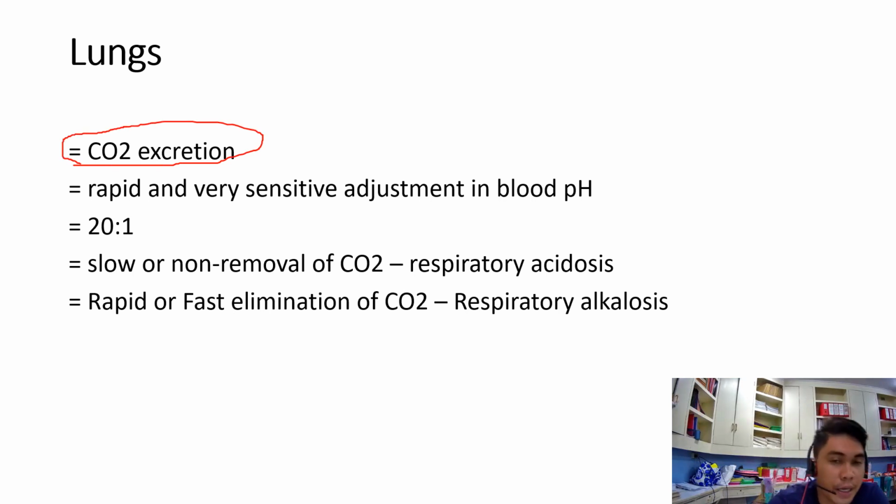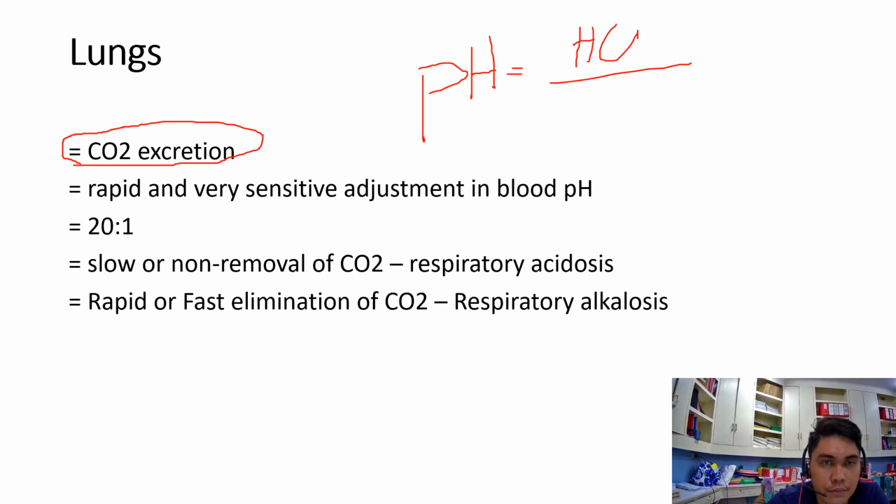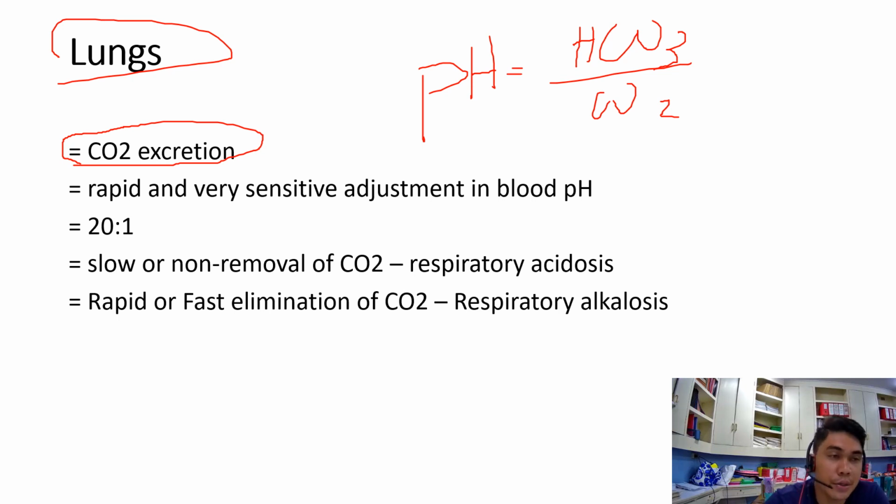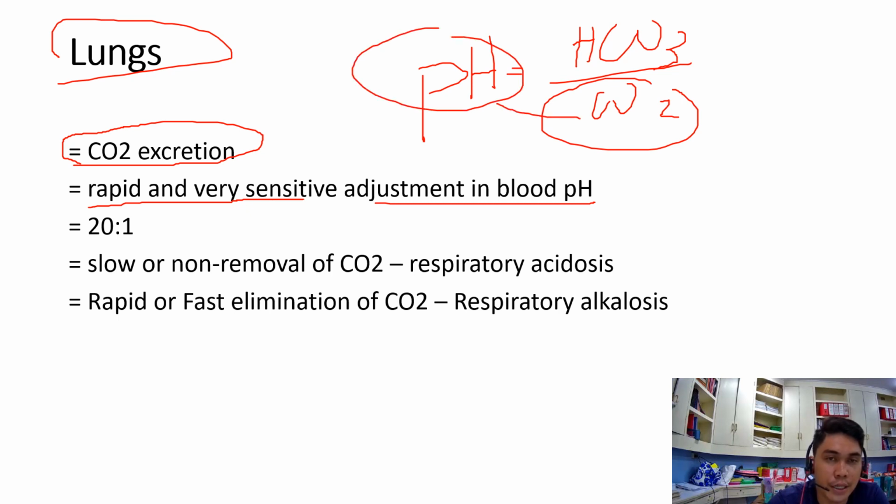And regarding carbon dioxide and pH for acid-base balance, remember this one: pH is equal to bicarbonate over CO2. Okay, so your lungs are responsible for the control of CO2 level. Regarding the retention and excretion of CO2, it has a rapid and very sensitive adjustment in blood pH. CO2 is inversely proportional to pH. Increase CO2, decrease pH, meaning acidic, and decrease CO2 means an increase in pH.